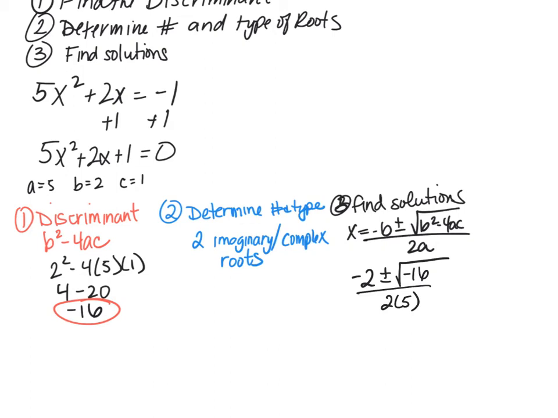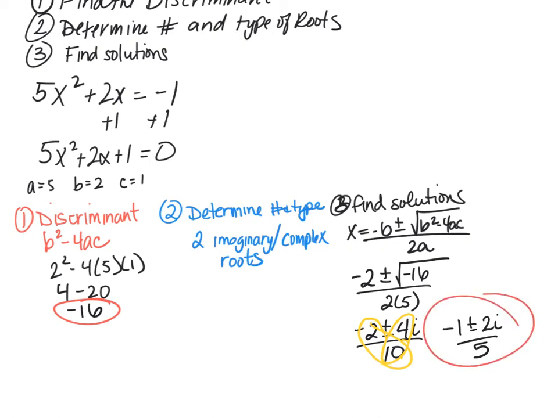And the square root of negative 16 is 4i over 10. See how we're getting imaginary because there's a negative under the radical. And then I can simplify this because I can divide both of those by the common factor of 2. So I get negative 1 plus or minus 2i over 5. And those are my two complex roots. Remember that negative 1 plus 2i over 5 is one, and negative 1 minus 2i over 5 is the second one.